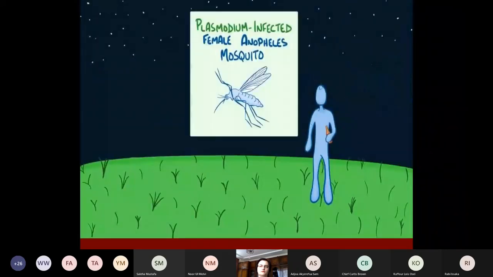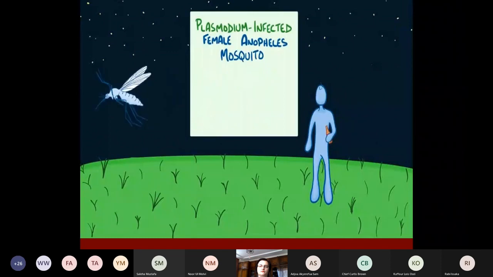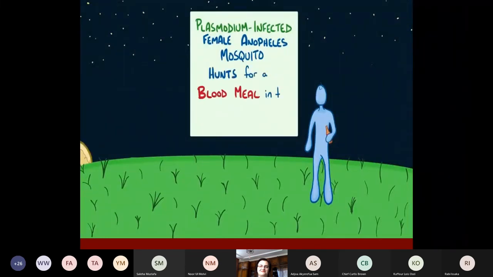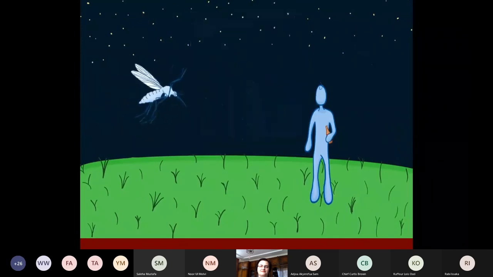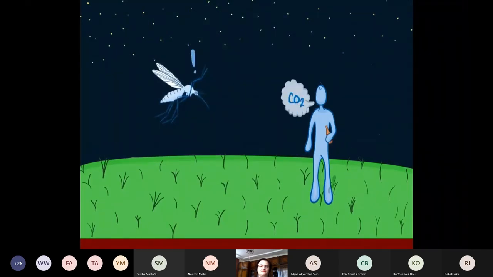Now, malaria starts when a Plasmodium-infected female Anopheles mosquito hunts for a blood meal in the evening and through the night. Like a tiny flying vampire, the mosquito is drawn to carbon dioxide that gets breathed out, as well as bodily smells, like foot odor.